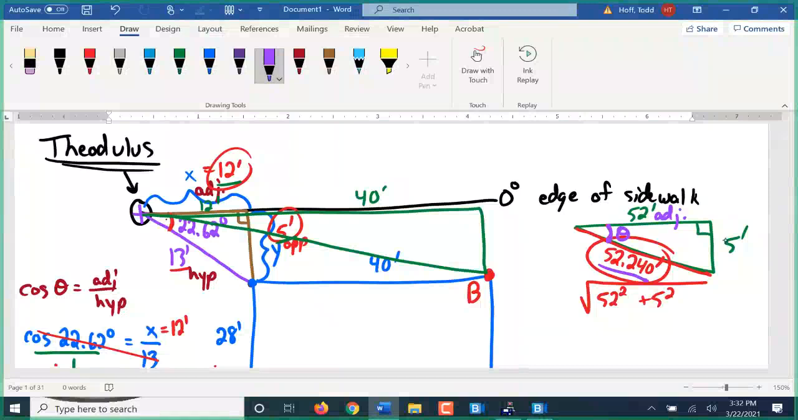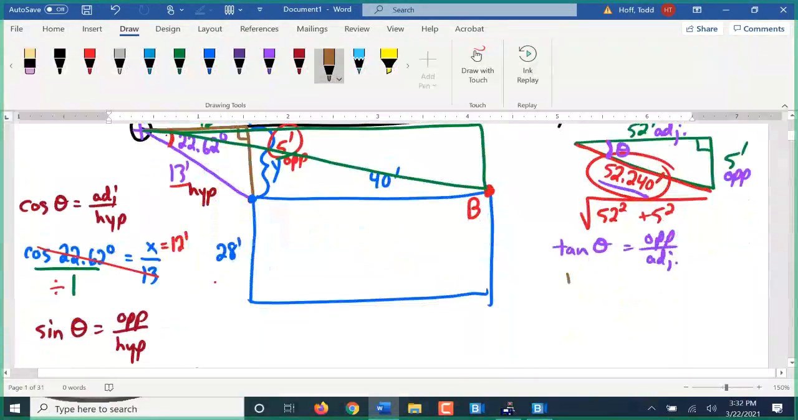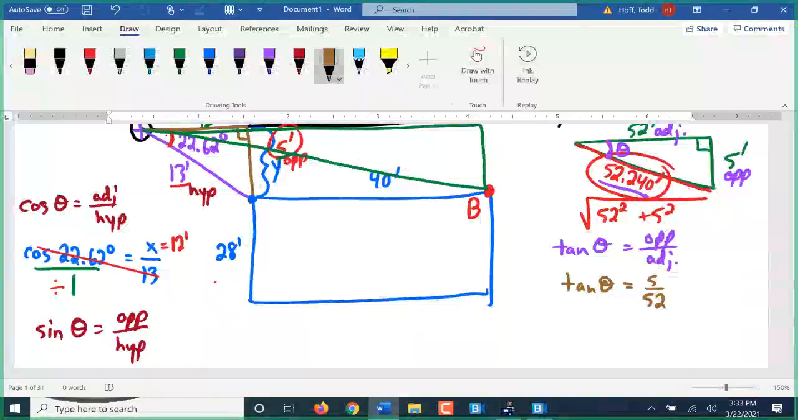The 5 feet over here is which side according to that angle? It's the opposite. Adjacent and opposite make cotangent, but also regular tangent. Tangent of our angle, and I don't know the angle, but I do know the opposite side is 5 and the adjacent side is 52. Here, I am looking for the angle. The other ones we've done so far, we were looking for the side, so we put the trig function over 1 and we cross multiplied and divided.